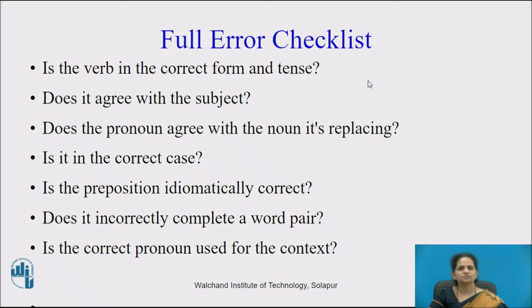So full error checklist. Whenever you are finding the errors, first do these things. Is the verb in the correct form or tense? Does it agree with the subject? Does the pronoun agree with the noun it's replacing? Is it in the correct case? Or is the preposition idiomatically correct? Does it incorrectly complete a word pair, or is the correct pronoun used for the context? So you have to check all these things whenever you are finding the corrections.